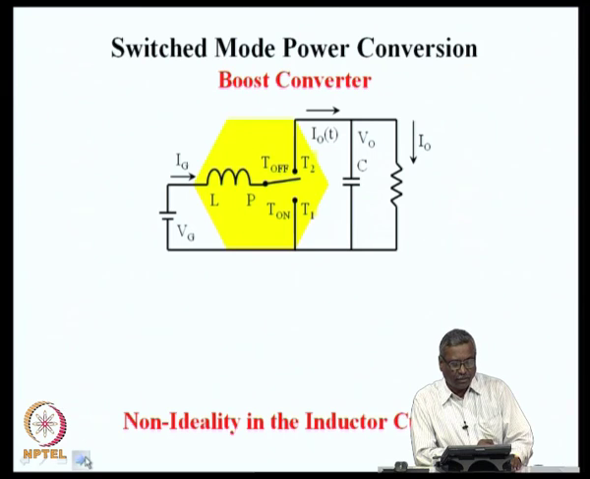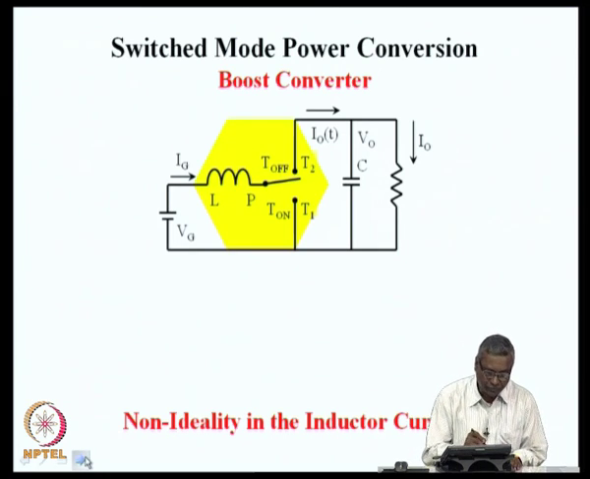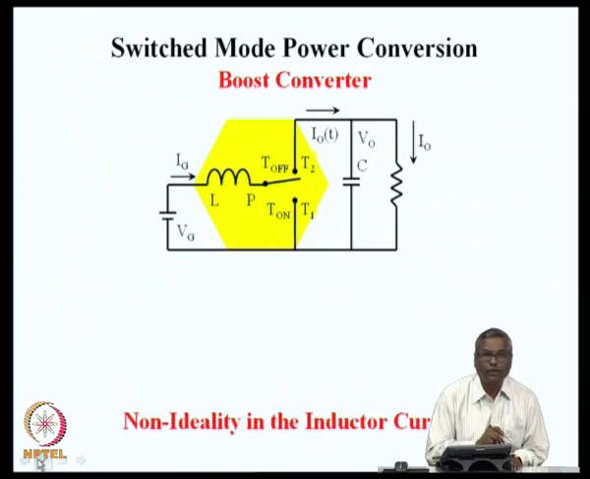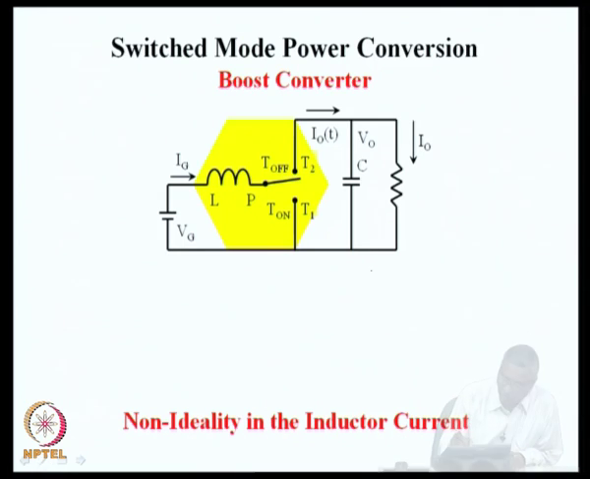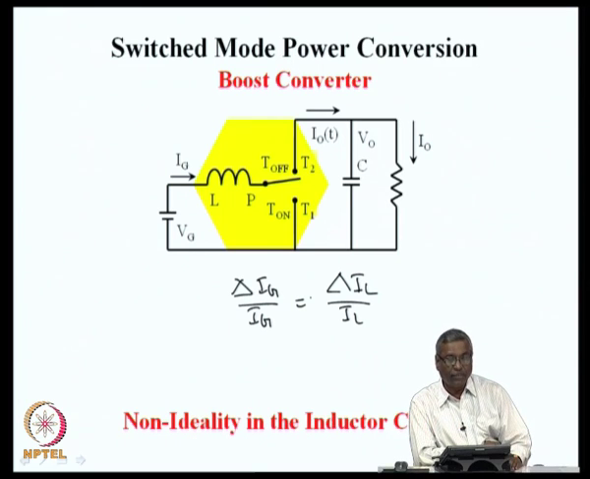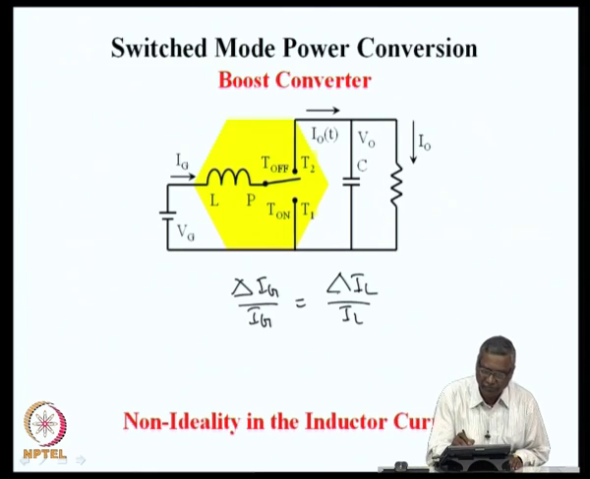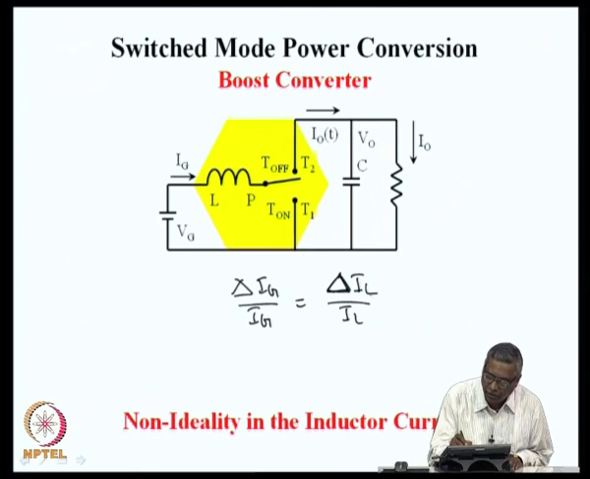There are several non-idealities in the converter. The two non-idealities which we wanted to understand, in the sequence in which we are going, are first, the non-ideality in the inductor current, delta IL by IL, or in this particular case delta Ig by Ig. The inductor current ideally should be constant and steady, but because of the switching it will have a ripple, and we define that ripple current as delta IL, and the ratio of delta IL by IL is a measure of this non-ideality.